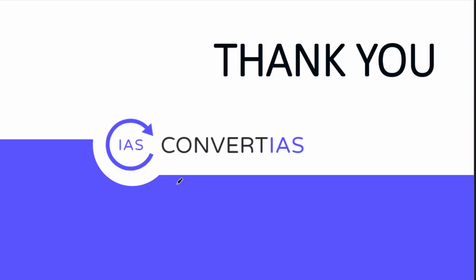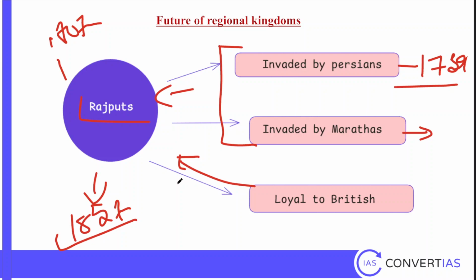Now that's the story. These successor independent states, you have to remember that they all sprouted up after the death of Aurangzeb and they all came to an end either during the British time or during the post-independence consolidation phase. So that's the discussion.